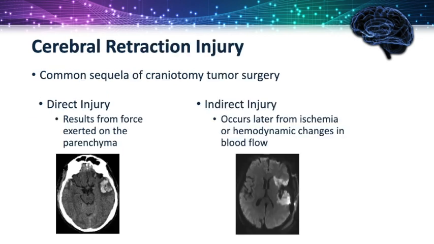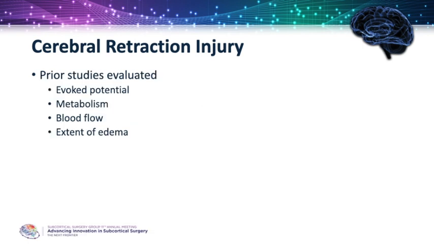We all know cerebral retraction injury. It's an integral part of subcortical surgery. Oftentimes, this can present as a direct injury from direct pressure from retraction versus some indirect injury that comes from delayed ischemia or hemodynamic changes in the brain.